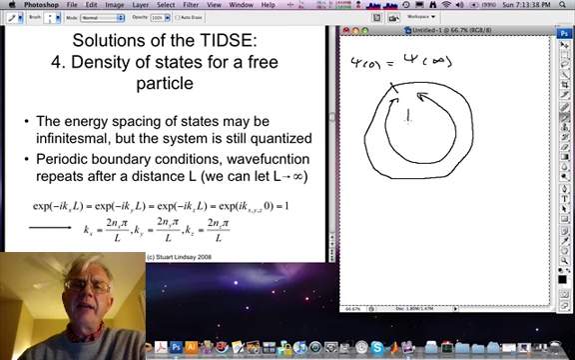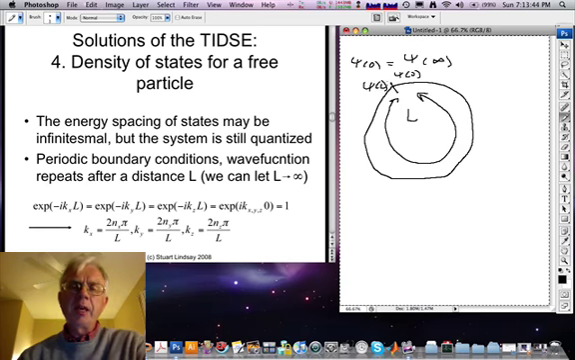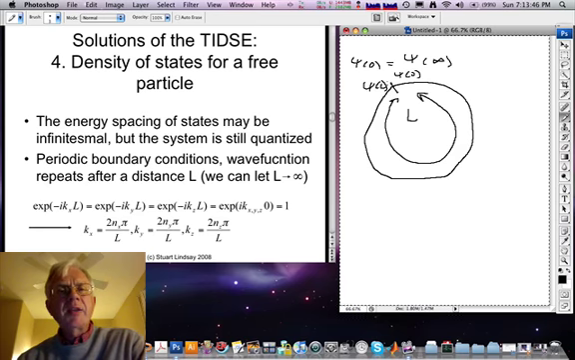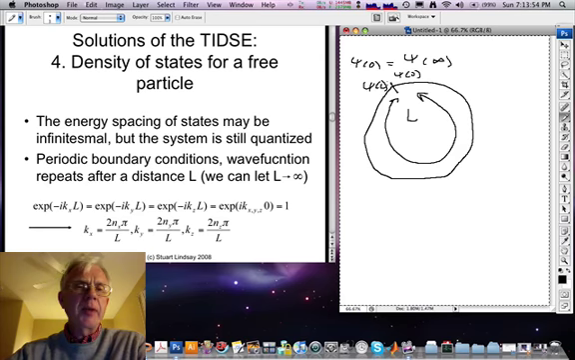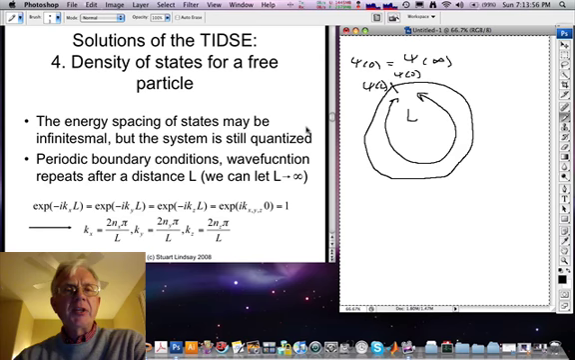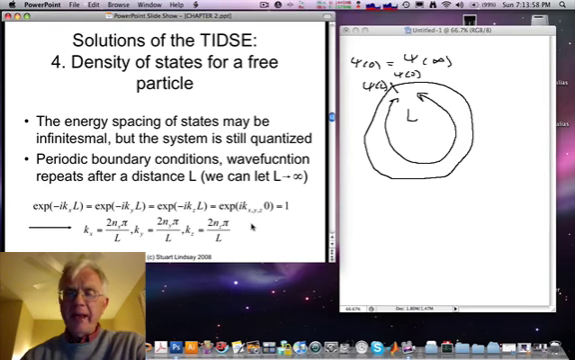after a distance L, we have psi of 0 and psi of L being equal to one another. Now this sounds like an artificial construct, but what we will see when we use this result is the value of L we choose turns out to be unimportant in determining the numerical values that we calculate with the formula we're about to obtain.